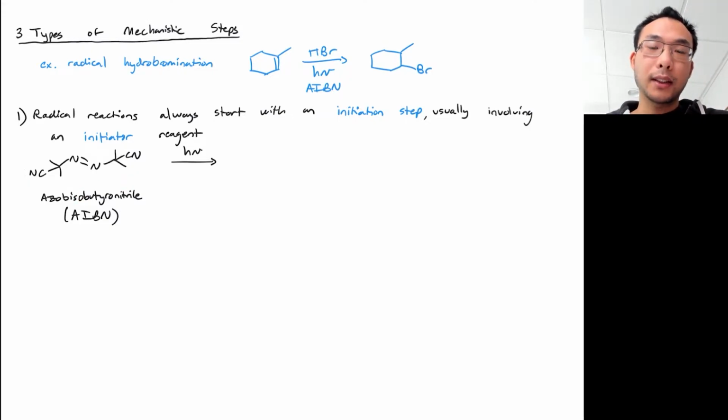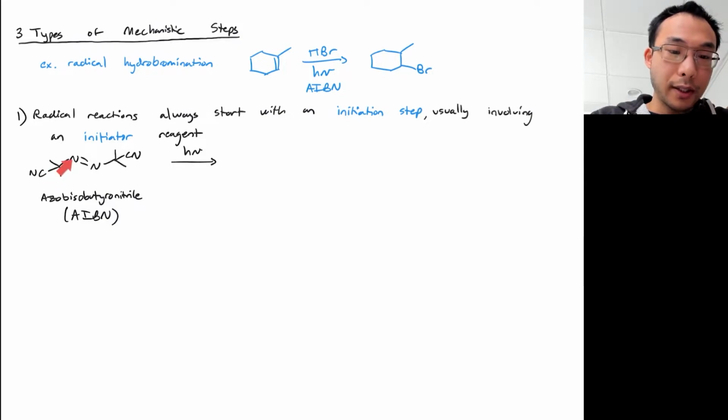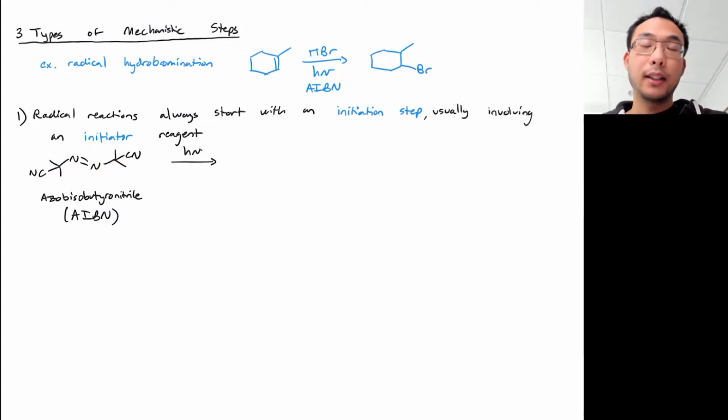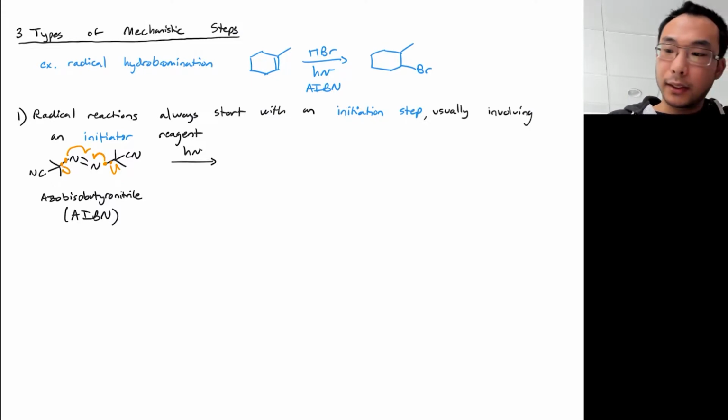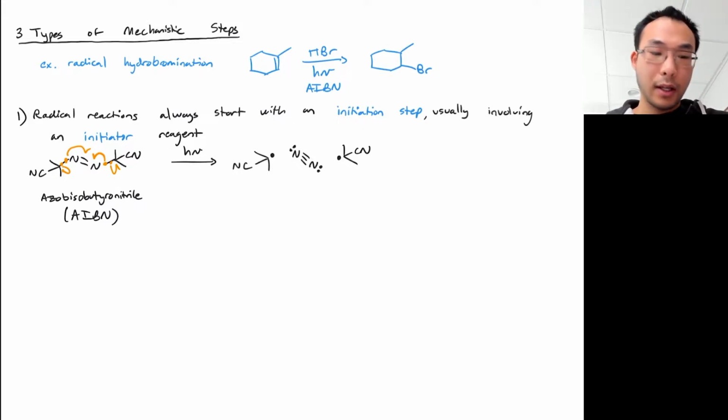Looking at this, you might say, well, I don't see any weak oxygen-oxygen bonds or any weak carbon-halogen bonds. The reason that AIBN is a really good initiator is because this carbon-nitrogen bond here and the analogous one on the other side is actually really weak. It has a very low bond dissociation energy because if we homolytically cleave that, we can actually create a molecule of N2 gas in addition to two free radical species. So that would look like so. The driving force for this reaction then is the formation of N2 gas.